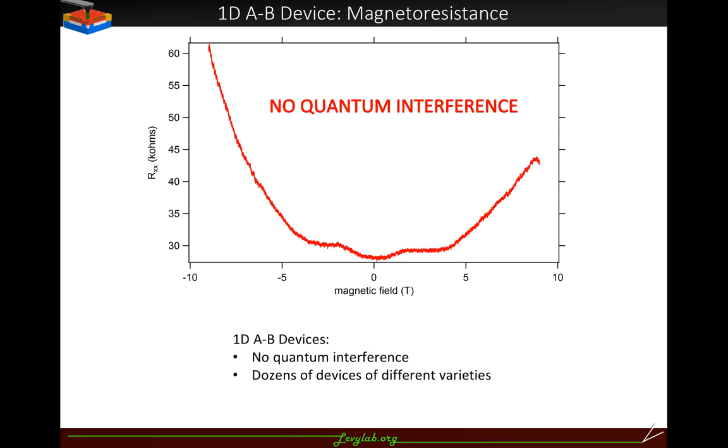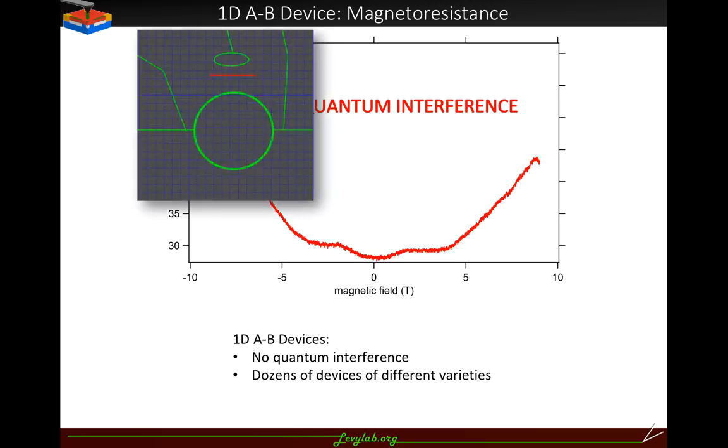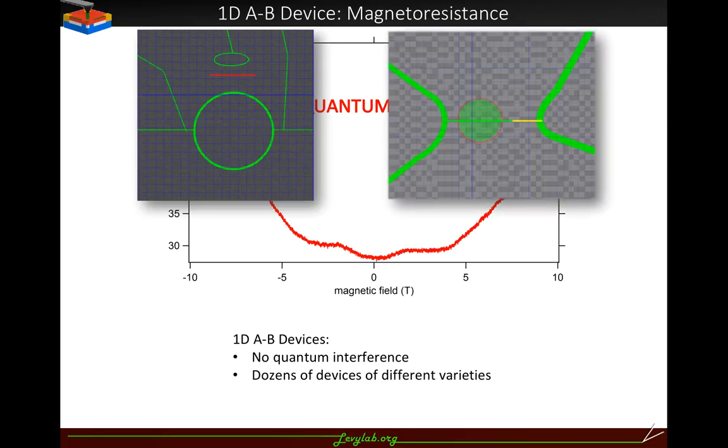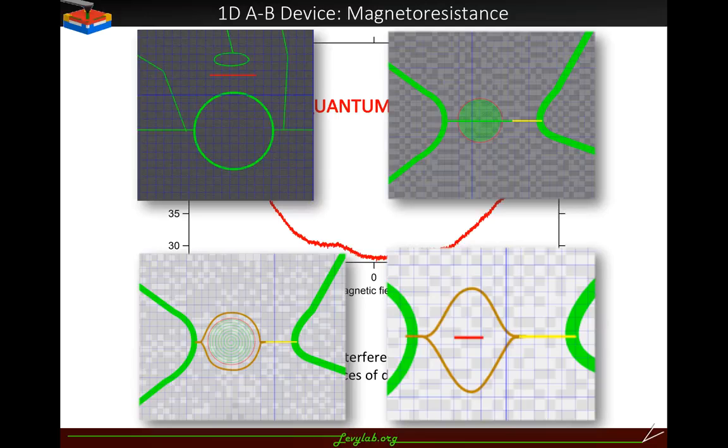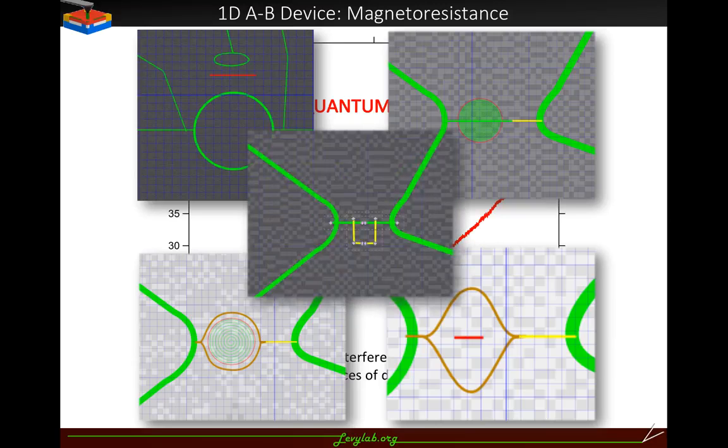No quantum interference. We've looked at dozens of devices with various kinds of geometries. From the typical AB ring I just showed, we've made rings that are filled in, rings that are filled in with different densities and cuts inside. We've made cuts inside the ring to try to force the current into a left and right path. We've even made square rings. And in none of these cases have we ever observed quantum interference effects.